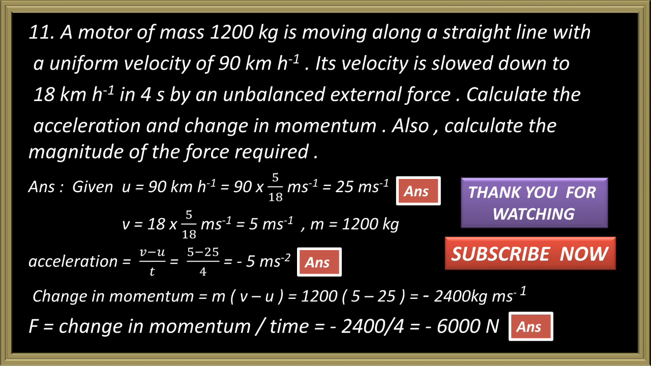So here first of all we convert kilometer per hour into meter per second. So initial velocity u equal to 90 km per hour equal to 90 into 5 by 18 meter per second, which is 25 meter per second, and the final velocity v equal to 18 km per hour equal to 18 into 5 by 18 meter per second, which is 5 meter per second, and given mass equal to 1200 kg. To find the acceleration we can use a equal to v minus u by t. So we find acceleration equal to minus 5 meter per second square.